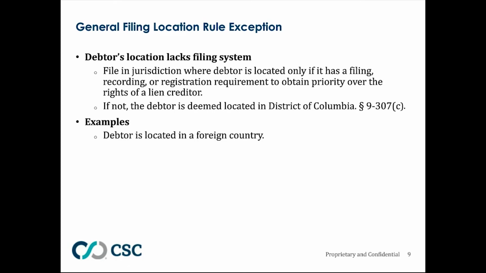Many foreign countries do not have an Article 9 equivalent of the filing system, but many do, and a growing number do. For example, Canada, New Zealand, and Australia all have personal property registries that are based upon the UCC as it was enacted in the U.S., but other countries may not have a direct equivalent to the UCC, and it may be questionable as to whether it satisfies the requirement for public filing or registration. As a result, if the debtor is located in a foreign country, with the exception of Canada, Australia, and New Zealand, it may be necessary to file in the District of Columbia.